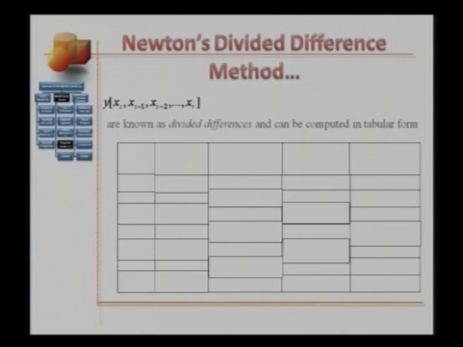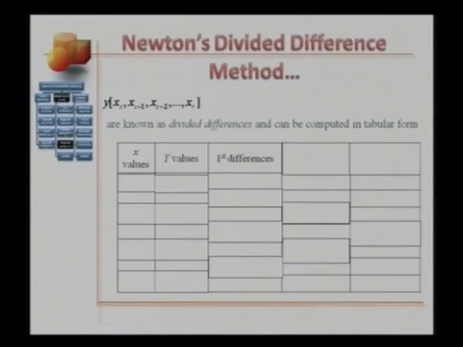You'll have to arrange the data column-wise. The first column would correspond to all the x values, x0, x1, x2, up till xn minus 1 or xn or whatever. The second column will correspond to all the y values.